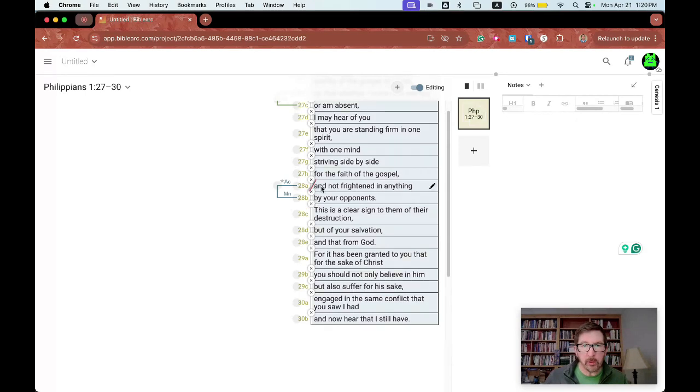So why would the Philippians potentially be frightened of something? Well, it's because of their opponents. It's these people that are against the gospel and against Christianity going forward. Striving side by side for the gospel and not frightened in anything. Okay.